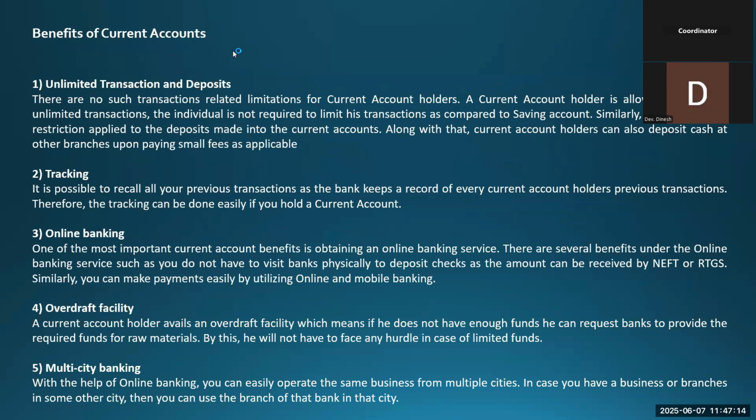Unlimited transaction and deposits. There is generally no limit for the number of transactions done on a current account, but certain banks do have certain limits. Tracking of all the payments and collections done by the customer is possible only if he holds a current account. That way, current accounts are very important collection tools and makes all transactions much, much easier.